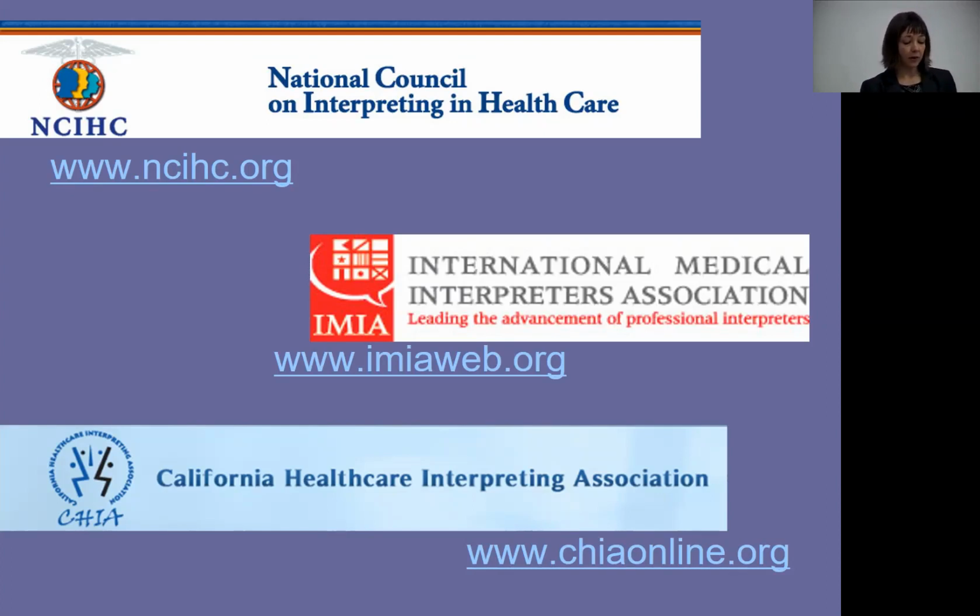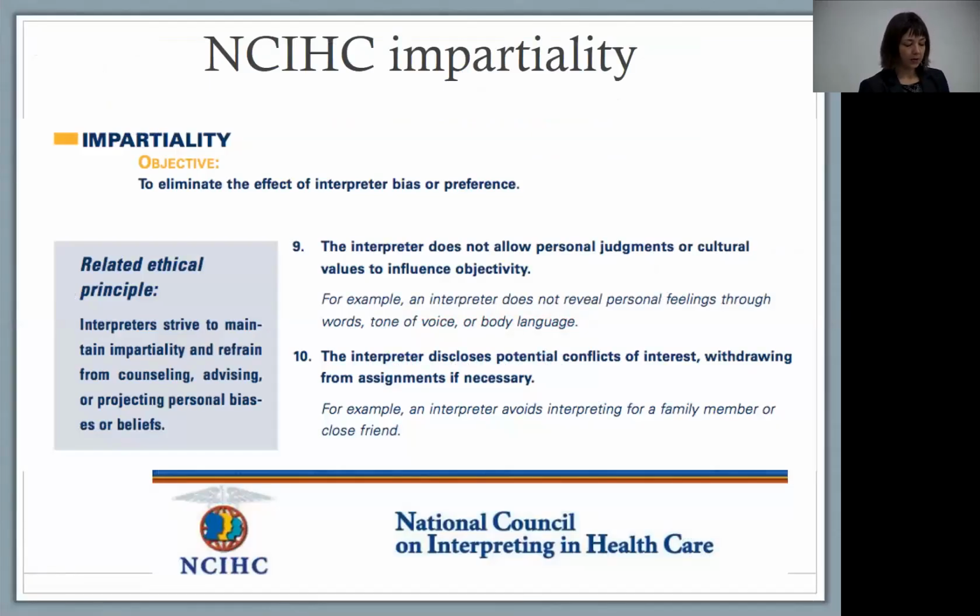And then the California Healthcare Interpreting Association has a really good ethical decision-making model that's really worth looking into as part of their standards of practice and code of ethics. So what do they say about impartiality? The National Council talks about impartiality. They link it to their ethical principle, remembering that the standards of practice are seen as guidelines to best practices, and also concrete examples linking how to apply ethics. And the code of ethics is something that underlines a standard of practice.